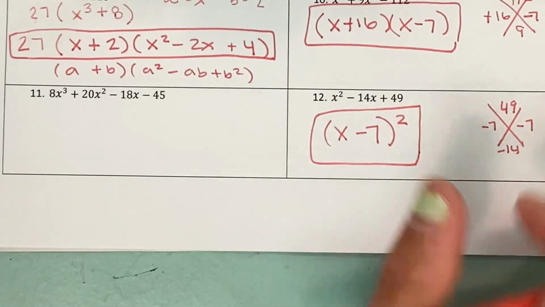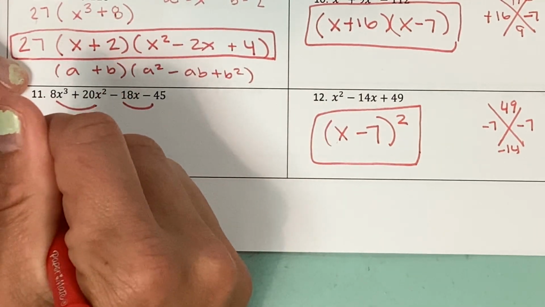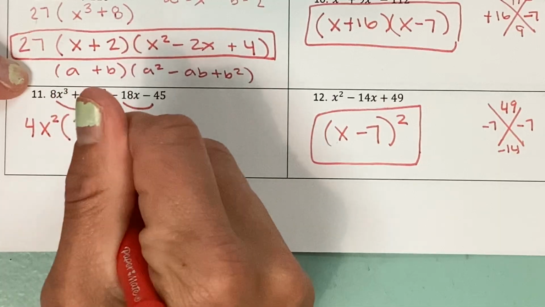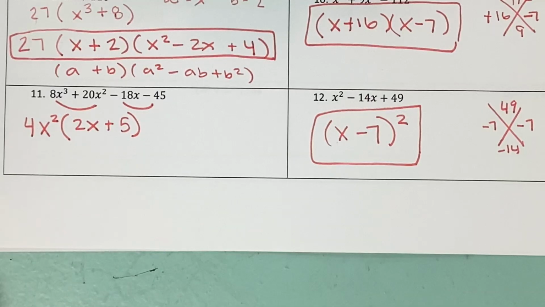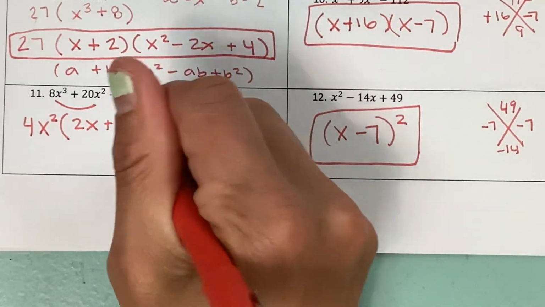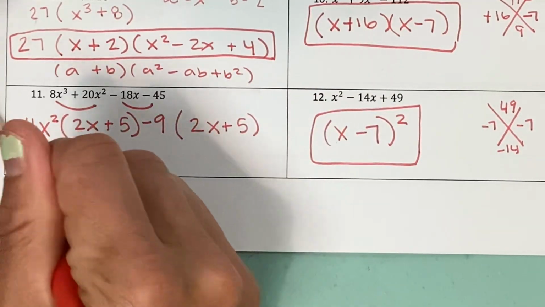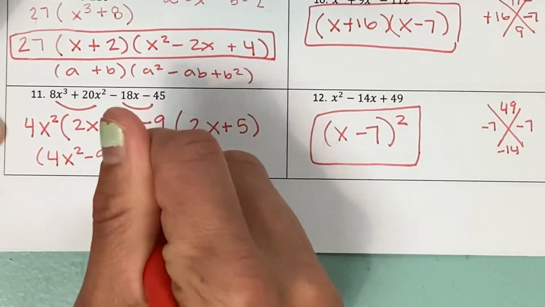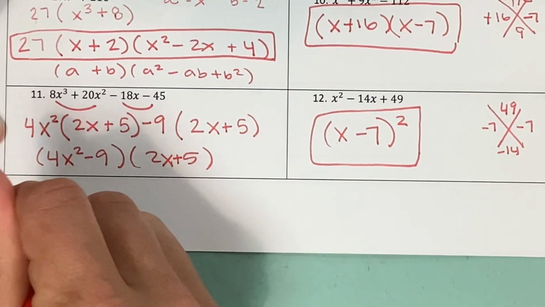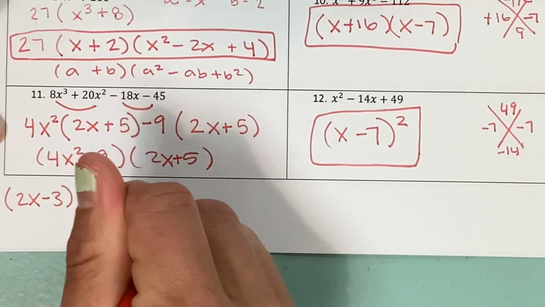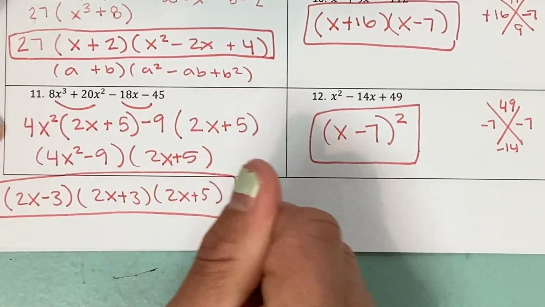And then my last one here on the front, we're going to group this. So I can take out a 4x squared, and I'm left with 2x plus 5. And then over here, I can take out a negative 9, and I'm left with 2x plus 5. So I'm going to group the 4x squared minus 9 together and the 2x plus 5 together. And then this 4x squared minus 9 is the difference of squares. So 2x minus 3, 2x plus 3, and then the 2x plus 5 would be fully factored.